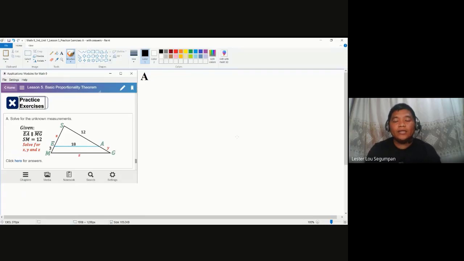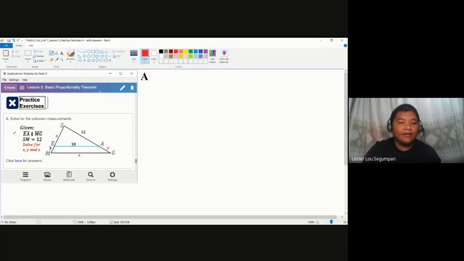Hello everyone! Another theorem for triangle similarity is called the basic proportionality theorem. This theorem comes into being when there is a segment drawn parallel to one of the sides of the given triangle, making two triangles which are supposed to be similar. Just like in the problem here in practice exercise A.